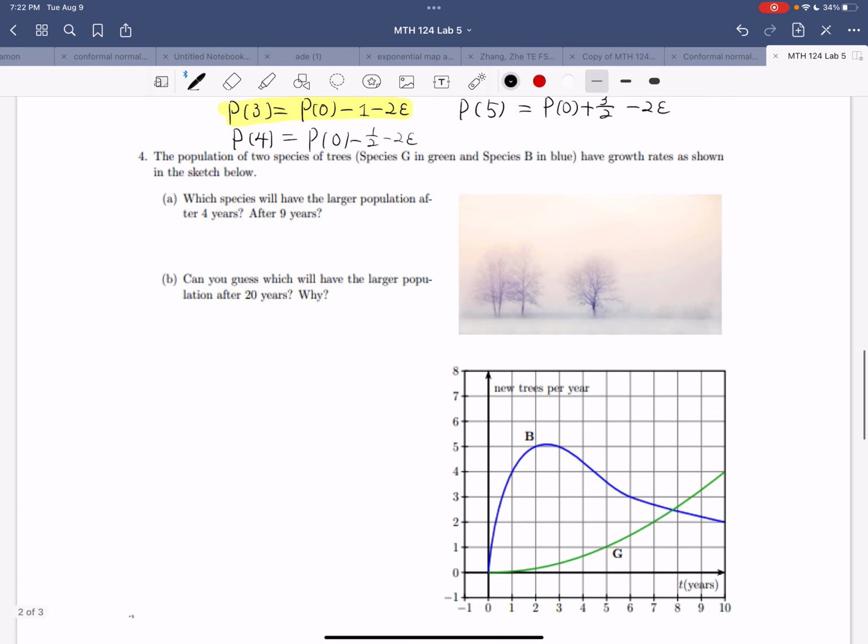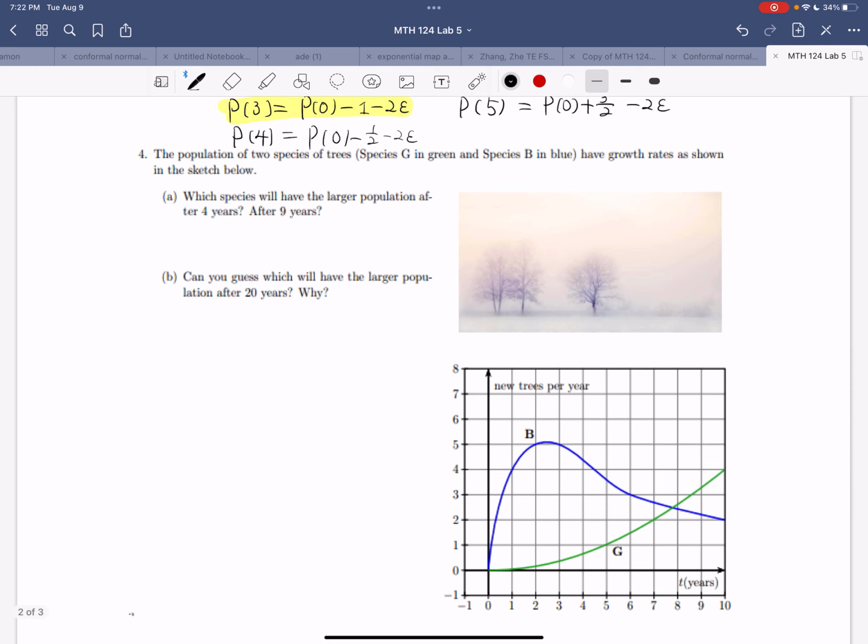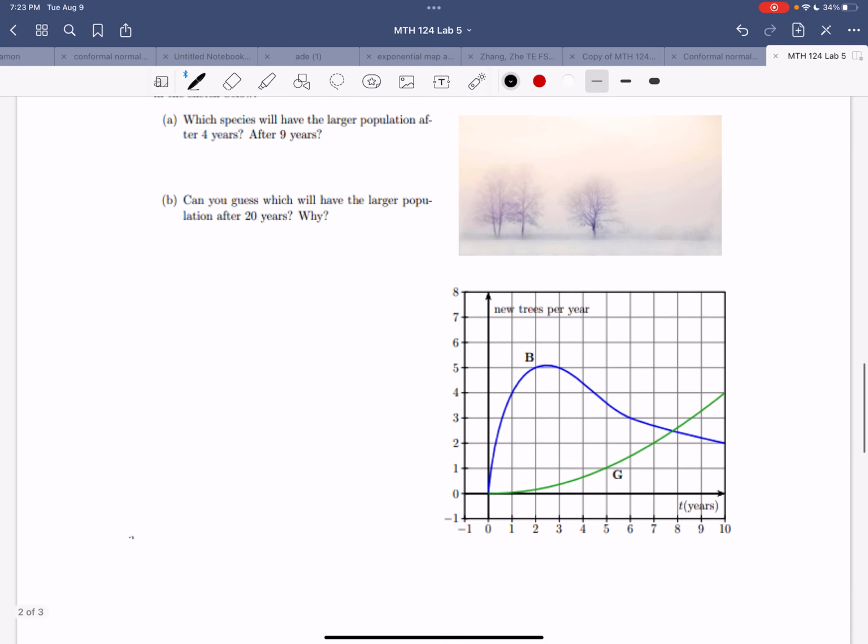And question 4 is a population of 2 species of trees, and their growth rate is given in this graph here in the blue curve and the green curve. So question 1 asks which species will have the larger population after 4 years and after 9 years. As you can see, the area under this blue curve is larger than the area under this green curve, right? All the way. Like at time 4, it's clearly this area under this blue curve is bigger.